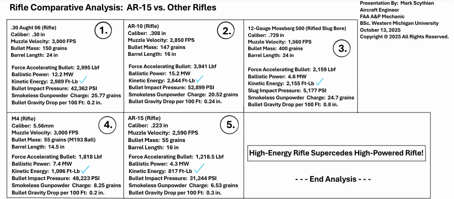So without getting in an argument, we have the engineering physics analyses which prove that the most energetic rifle compared to these 4 other ones is the 30-06, followed by the AR-10, then the 12 gauge Mossberg 500 with the rifled slug bore, followed by the M4 Carbine rifle, and then lastly the AR-15, compared to the other 4, is the least energetic rifle of the 5. So I'll put in the M4 Carbine.